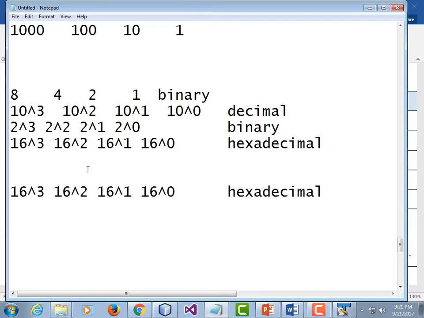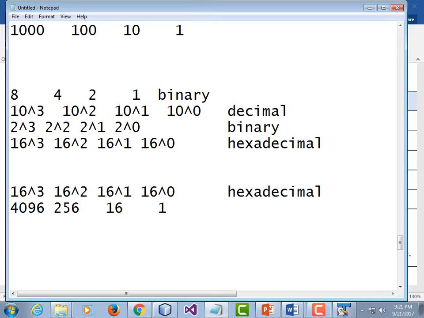So let's just go ahead and convert those. Any number to the power of 0 is what? I already said this, 1. Any number to the power of 1 is itself. Any number to the power of 2, you square it, so you multiply 16 by 16, and you get 256. And 16 to the power of 3 is, I think, 4,096.